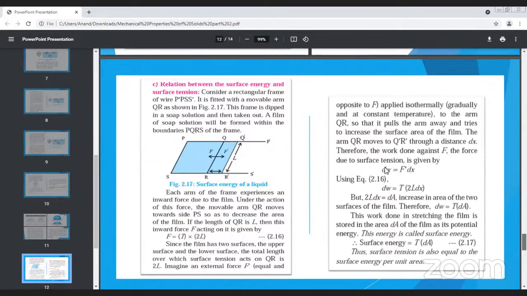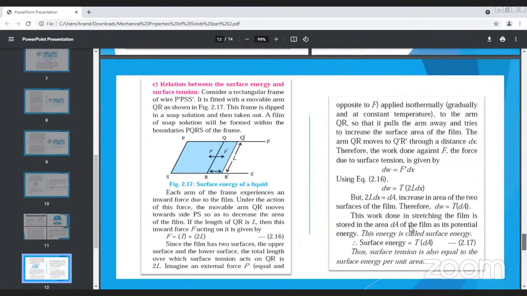Okay, हा एका point साठी एका small work done आहे, dw is nothing but force into displacement. Therefore using this, आता dw as it is दिलं, the small work done F ची value काय, T into 2L into dx, but 2L dx is nothing but dA, that is increase in area of the two surface film, and therefore the equation becomes dw is equal to T into dA.